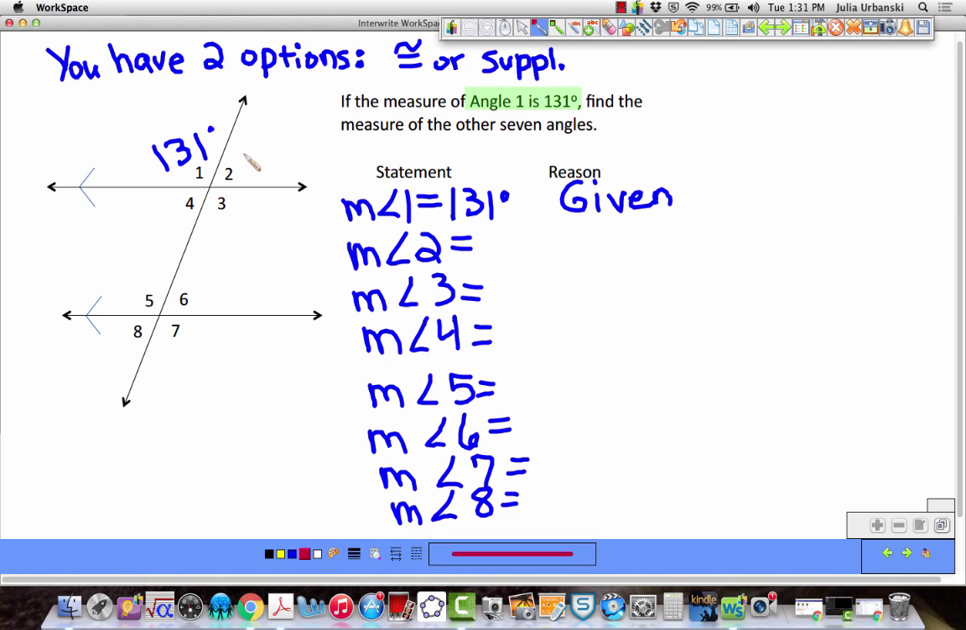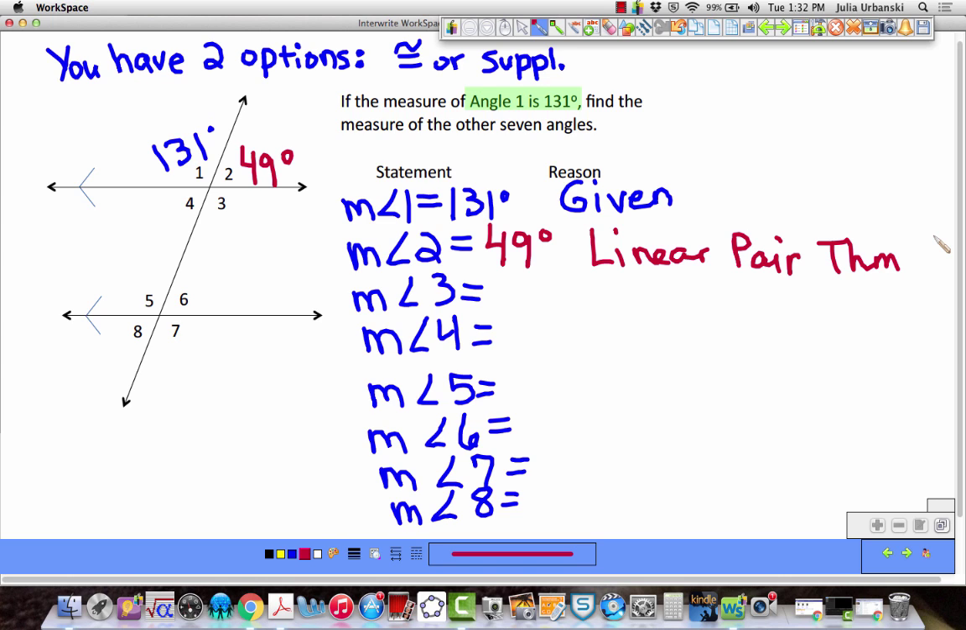Straight lines are supplementary as well, but that's old information. The new information is about the same side angles. That's right. Angle 2 is 49 degrees, and the reason is because, as you guys already said, they form a linear pair. They make a straight line. A pair of linear angles are automatically 180.